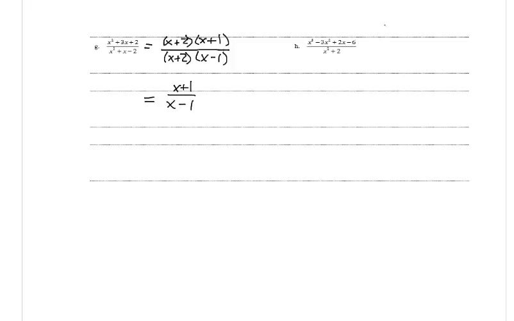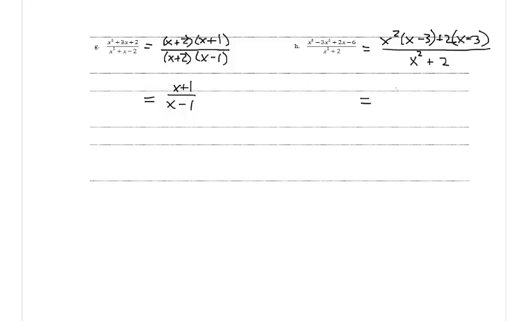In H, we have x cubed minus 3x squared plus 2x minus 6, all divided by x squared plus 2. And in this problem, we're going to have to factor by grouping. So I'm going to factor an x squared out of the first two terms in the numerator. So I have x squared, and when I do that, I'm left with an x minus 3. And then I'm going to factor a 2 out of the second grouping, so plus 2 times x minus 3, divided by x squared plus 2.